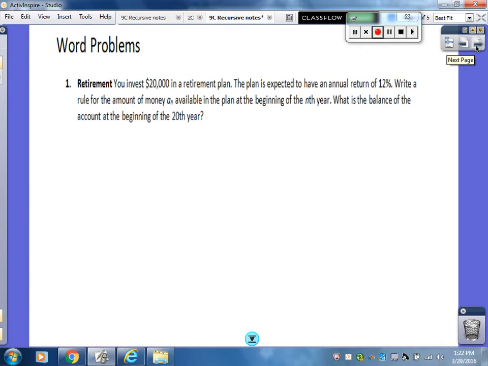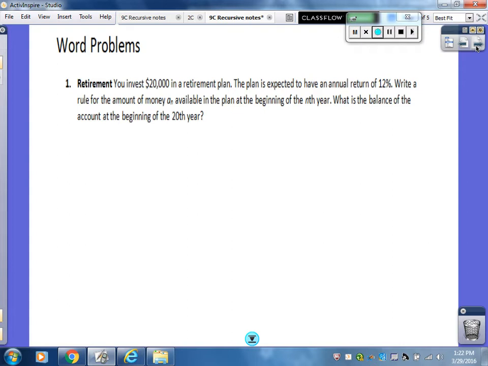Alright, retirement. You invest $20,000 in a retirement plan. The plan is expected to have an annual return of 12%. We want to write a rule for the amount of money, a sub n, available in the plan at the beginning of the nth year. And then we want to find the balance at the beginning of the 20th year.